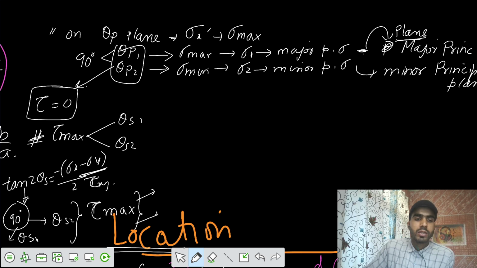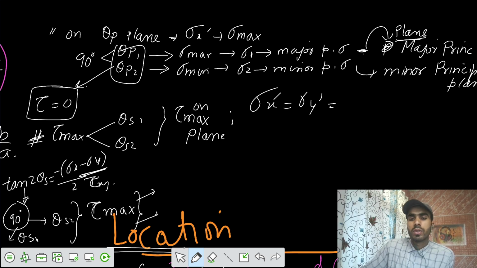So you can say on the maximum shear stress plane, on the tau max plane, we have normal stress equal to the average of the given values, sigma x plus sigma y by 2. Both values are the same. That is equal to the average of the two values, sigma x plus sigma y by 2.